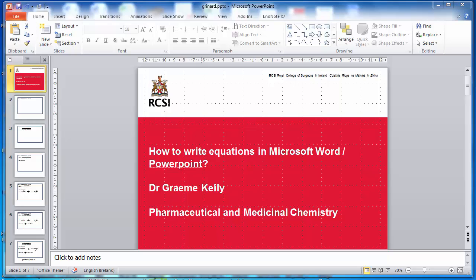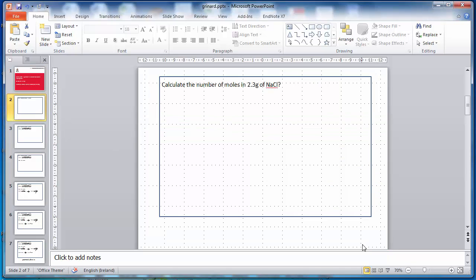I just want to give a quick presentation on how to write equations in Microsoft Word and/or PowerPoint. So in your lab books you'll come across questions such as: calculate the number of moles in 2.3 grams of sodium chloride. This can be a little bit challenging to do in Microsoft Word, as when you're typing it in it's very linear and very hard to express exactly what you want.